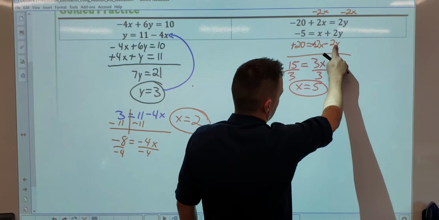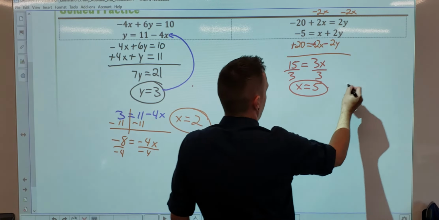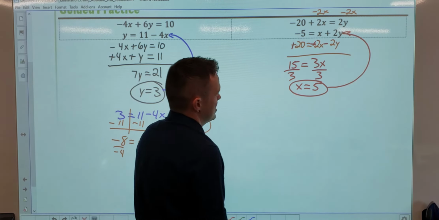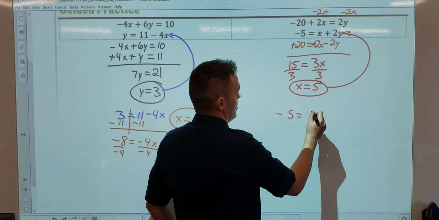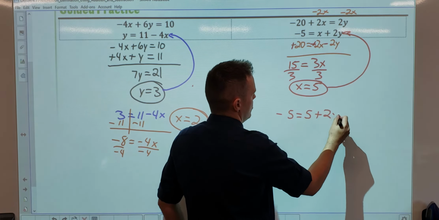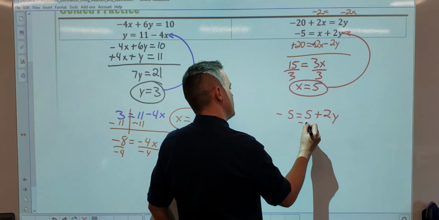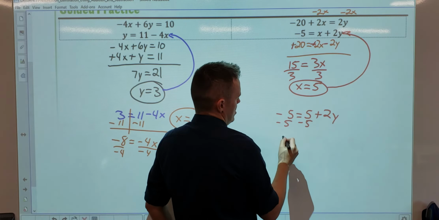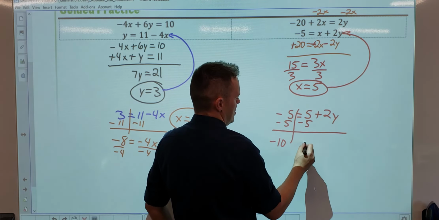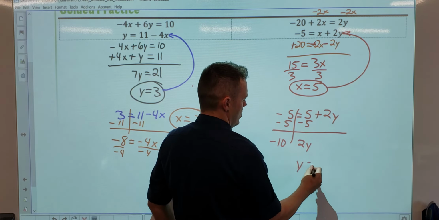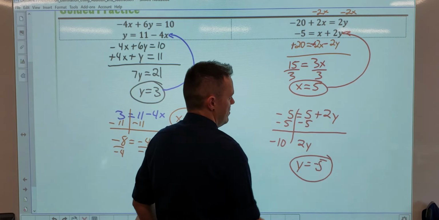Okay, so the y's canceled out. Now we'll plug this value up into here, because that's a singular x. It seems to be a little simpler. So it's negative 5 equals 5 plus 2y. You would subtract 5 from both sides. So when you end up with that, you get negative 10 and 2y. So y equals negative 5.